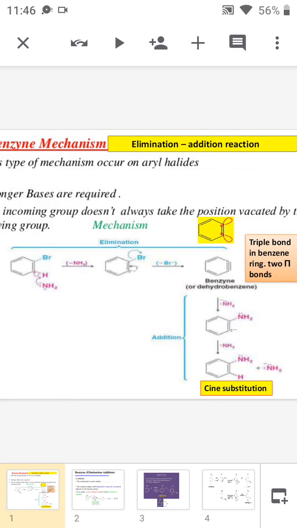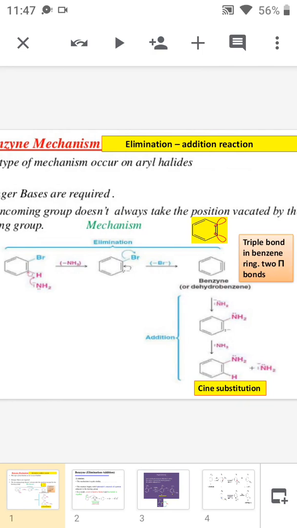First of all, our starting material is bromobenzene, and the strong base NH2 minus will pick out one of the hydrogens, which is the most acidic hydrogen and which is situated ortho to the leaving group bromine. Our first step is the elimination reaction. Due to this a carbanion is generated, and this carbanion pushes the liberation of bromine as Br minus ion, and an intermediate benzyne is formed in the elimination step.